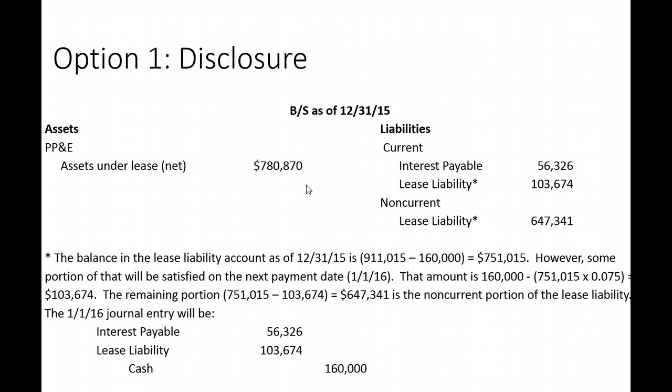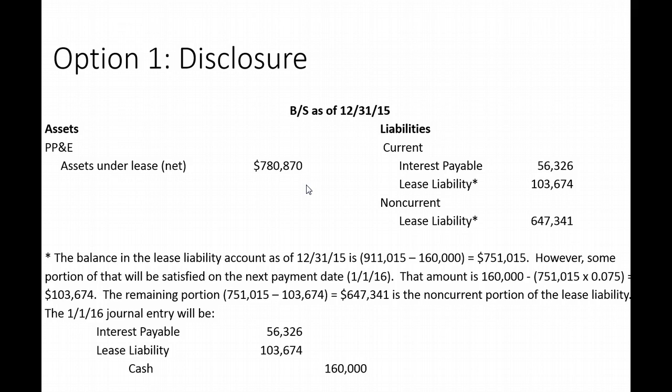On the liability side, we have interest payable. That was recorded on December 31st, 2015. So we have interest payable of $56,326. And then we have a total lease liability of $751,015. That's the total lease liability. Now, technically, that total lease liability should be split up between the current portion and the non-current portion. Remember, this is December 31st, 2015, and so we are going to make our next payment tomorrow, January 1st, 2016.